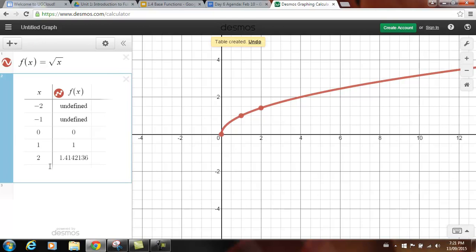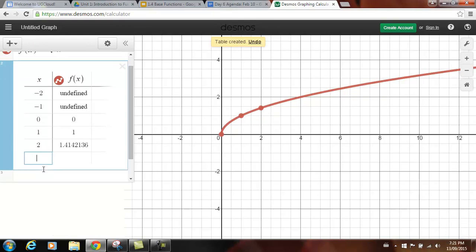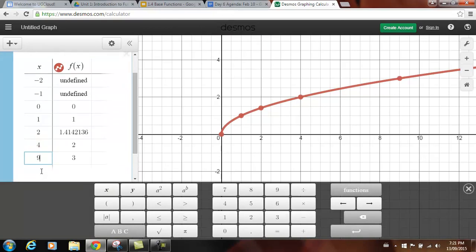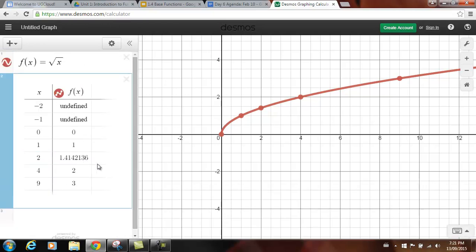You'll notice that in the note, we'll talk about it, but doing things like 2 isn't really helpful. So we do things like 4 and 9, numbers that we can actually take the square root of. We notice that -2 and -1 are undefined because you can't take the square root of a negative. And 2 will give you a number, but it's not a rational number. It's not a nice number. Okay.